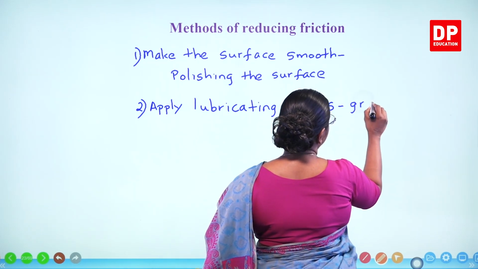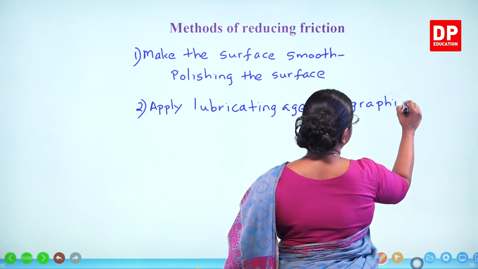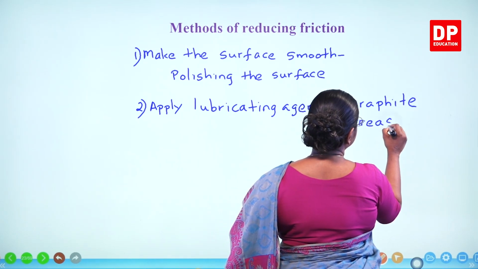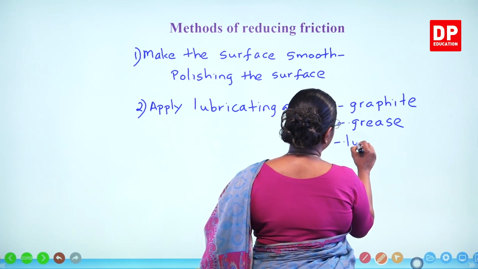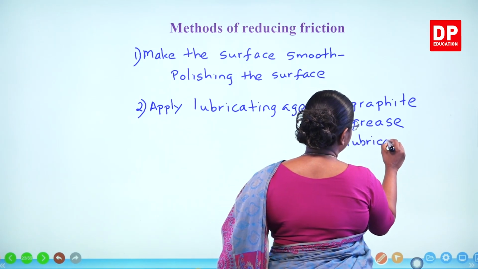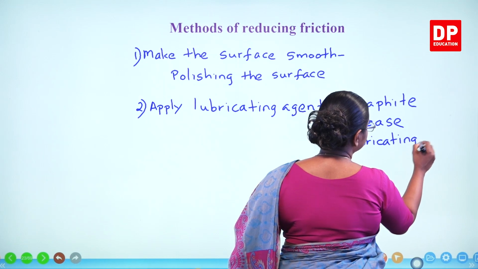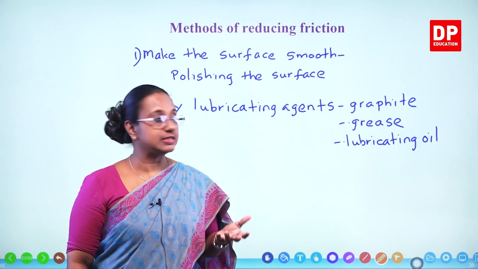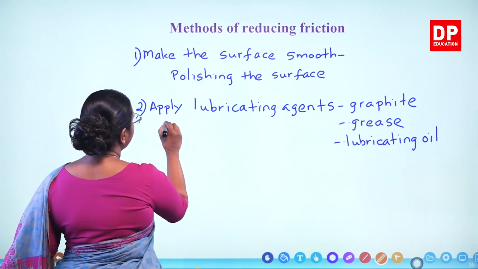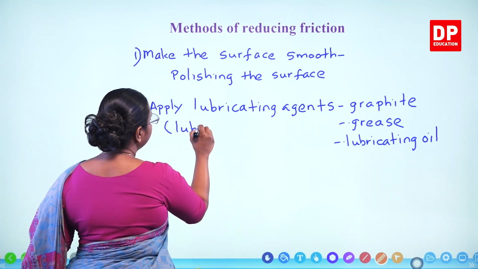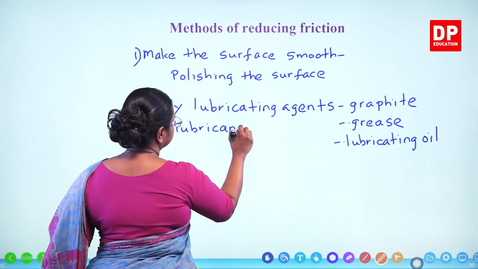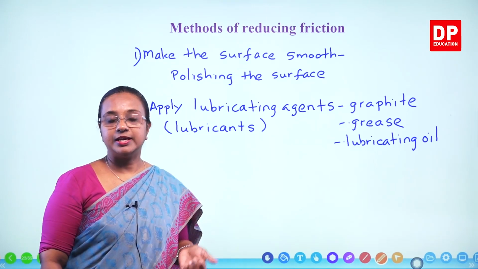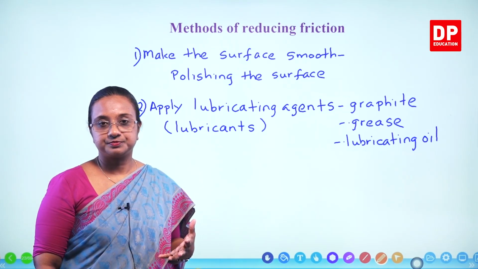Examples are graphite, grease, and lubricating oils, or what we call lubricants. Lubricating agents are also known as lubricants. So, by applying lubricating agents, we can reduce friction.